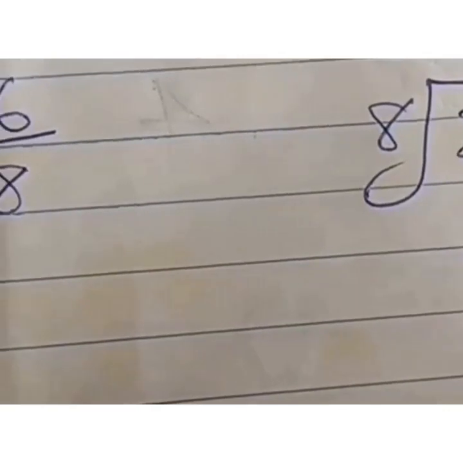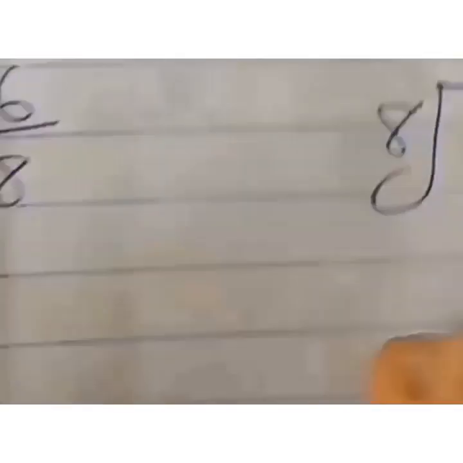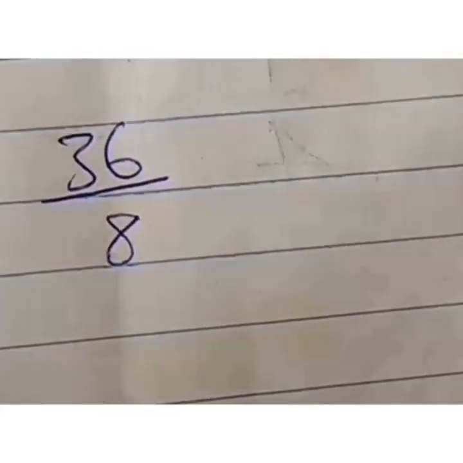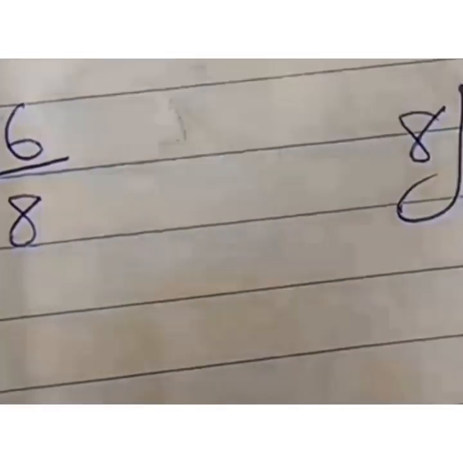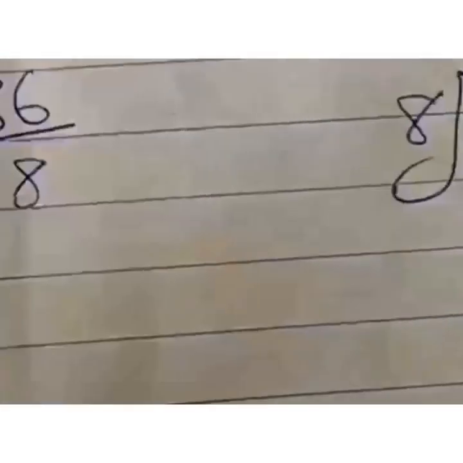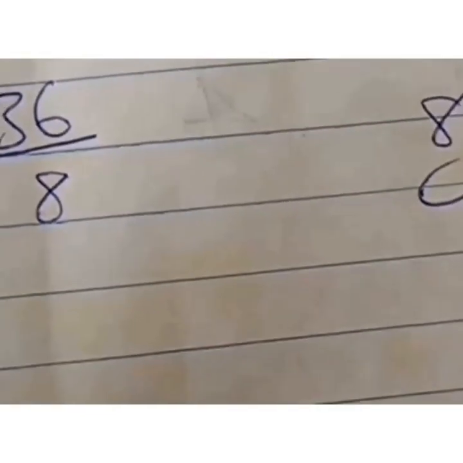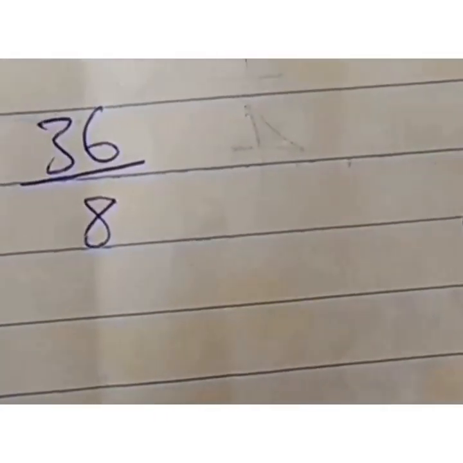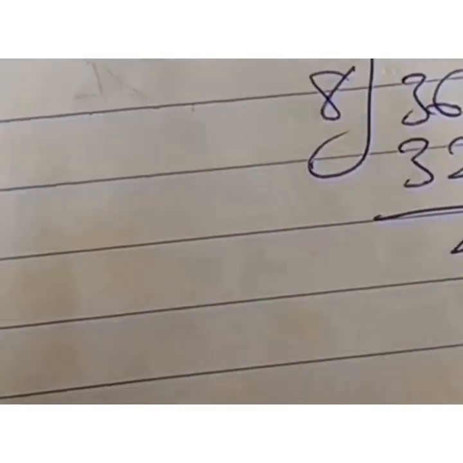So 8 will go into 36. 8 times 4 will give us a number close to 36. So 8 times 4 is 32. So if we subtract this, we have 4, because 36 minus 32 is 4.